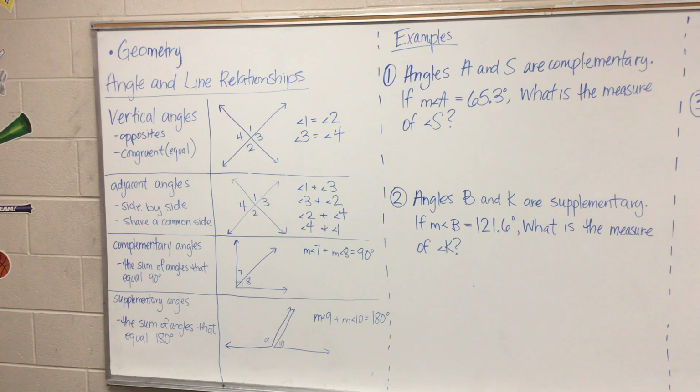Alright, so today we have geometry. Good geometry. First thing we're going to do is go over the angle and line relationships. So the first type of angle you can have is a vertical angle.